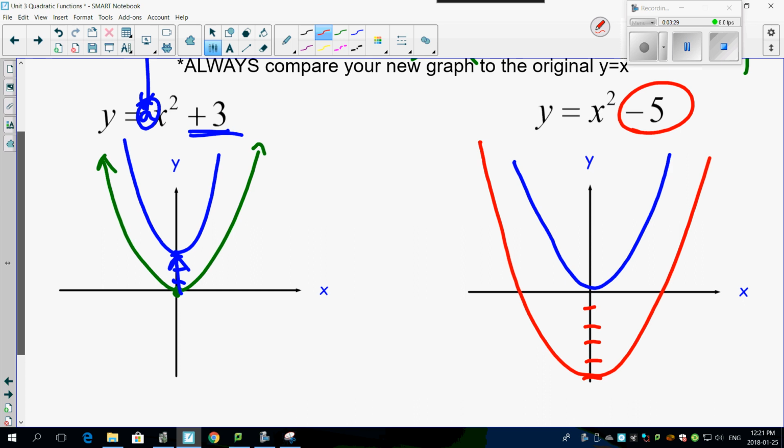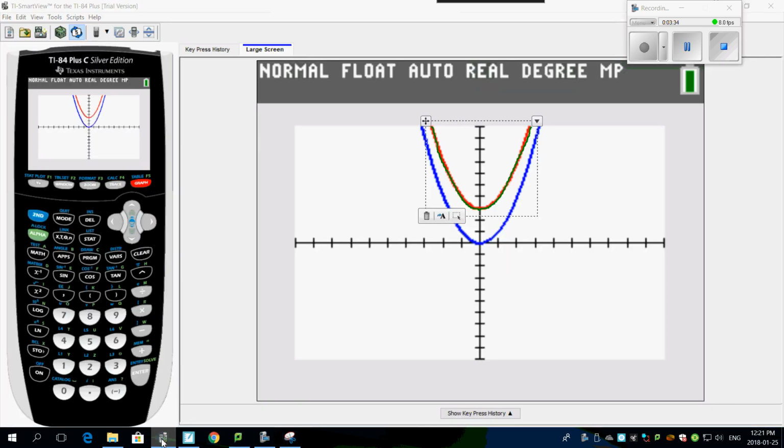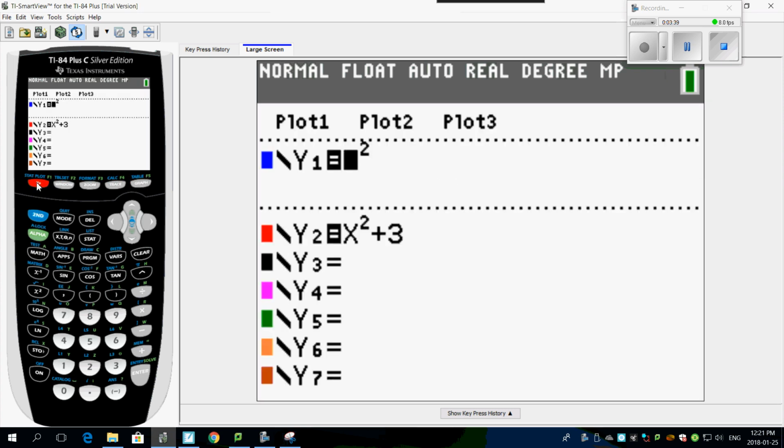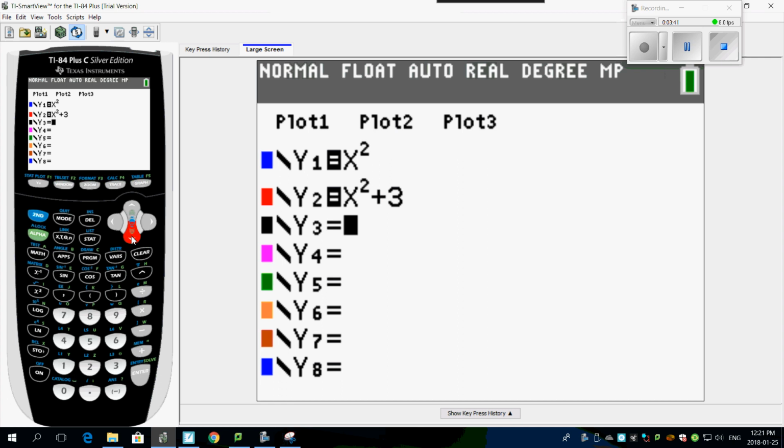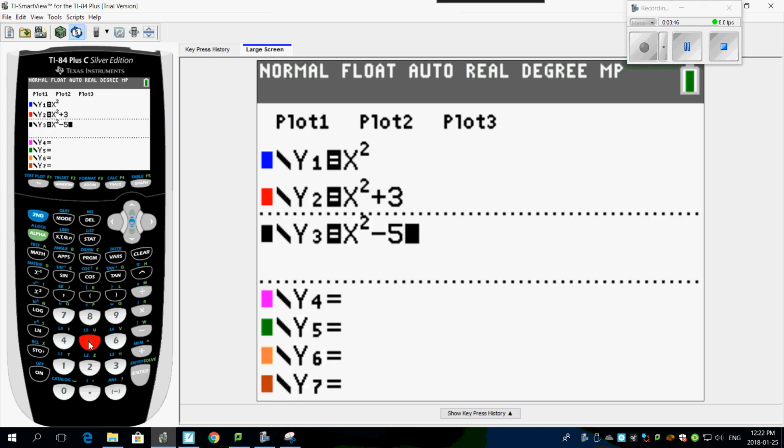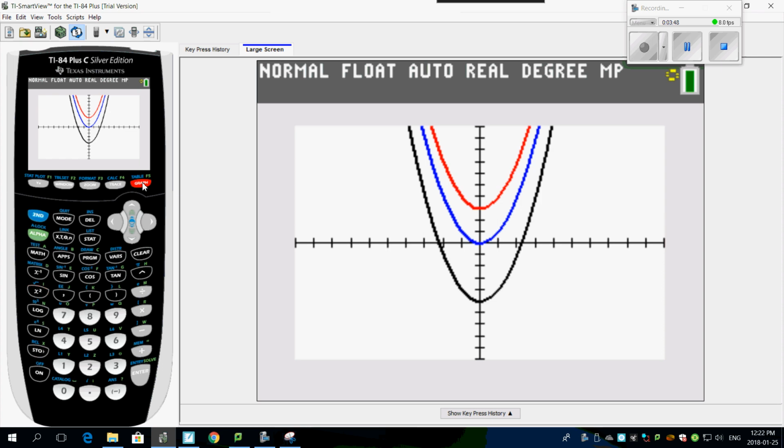So I want to prove that by looking at the calculator again. Let me get rid of this, delete, gone. Go back to here, y equals. Let's put our value in, x squared minus 5. Let's graph it and see if our prediction comes true. And sure enough, it is. And if you don't believe me, look, here's 1, 2, 3. There it is at 3. Here's 1, 2, 3, 4, 5. There it is at -5. So all the values do come out the way they're supposed to.